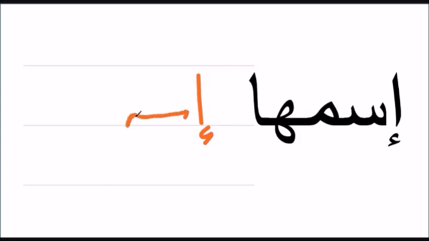Then we trace a meem before dipping below the line to form a ha in its middle form, and then we end with an alif. And here we have the word isimha.